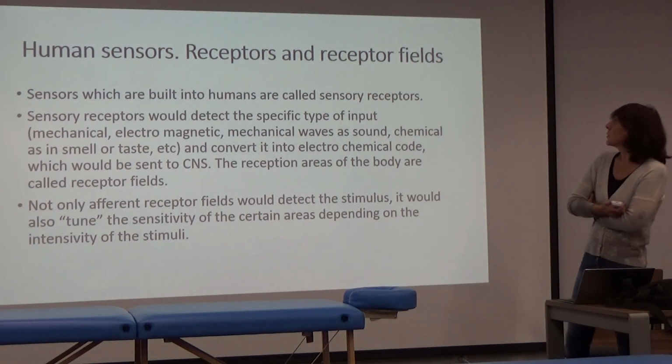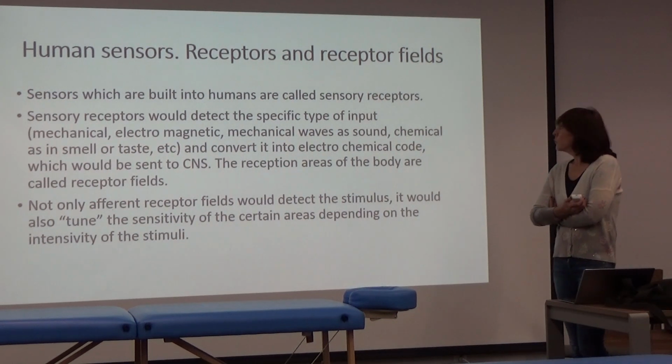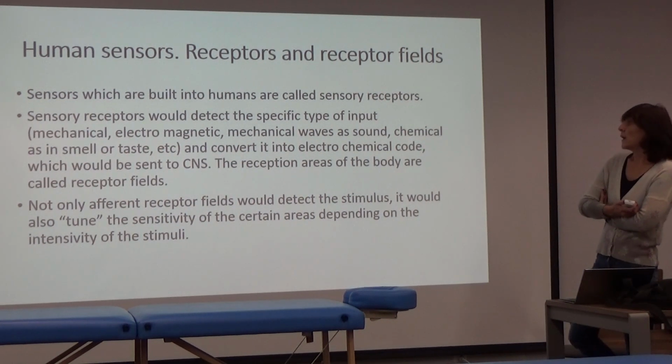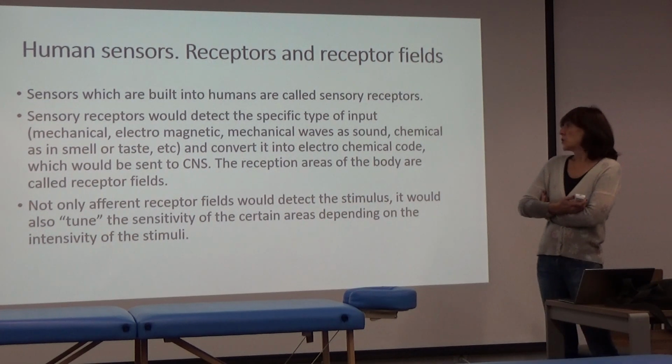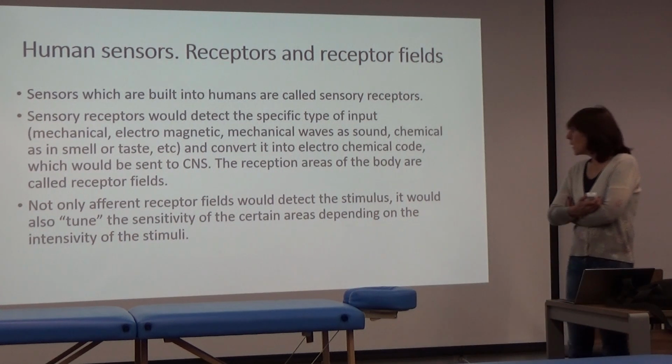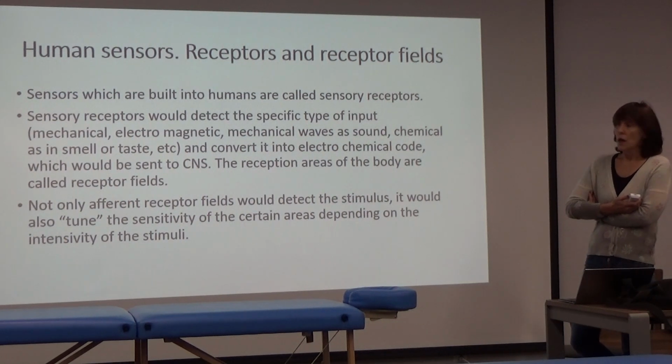So, human senses and human receptors. The senses which are built into humans are called sensory receptors, and sensory receptors detect a specific type of input. It could be mechanical, electromagnetic, mechanical waves such as sound, or chemical such as taste or smell, and convert it into electrochemical code, which is sent to the central nervous system.